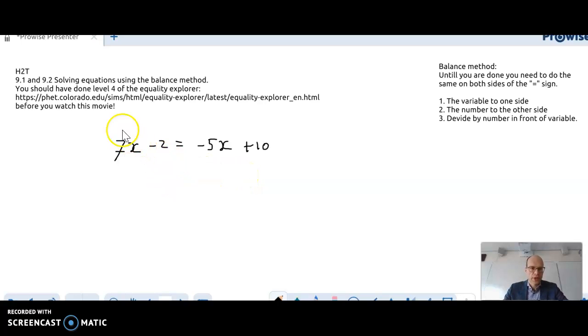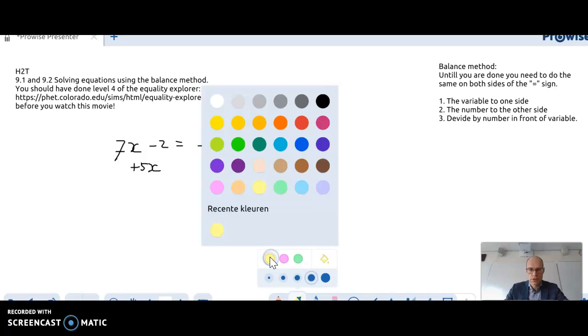I have x and x over here. I want to get the x on one side and not on the other. So I want to get rid of the minus 5x. So then I'm adding 5x on both sides. So we have plus 5x over here, plus 5x over there. I'm just going to highlight a bit that we're doing that.